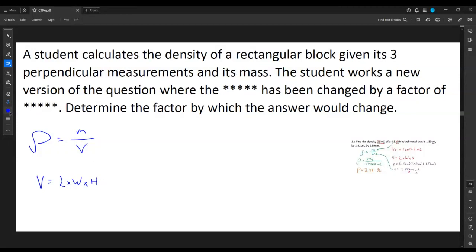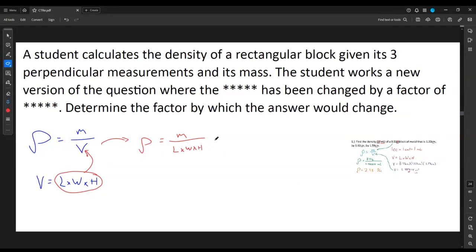And if we know how to find volume and we see where volume is in some other formula, then we can take the stuff that it's equal to and replace it. So if we make that substitution, then rho is equal to mass divided by length times width times height.